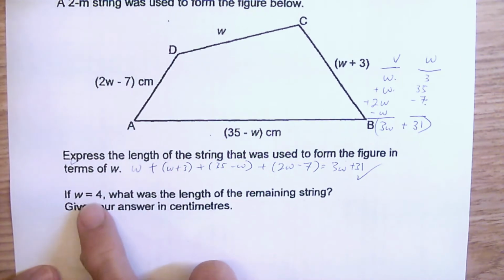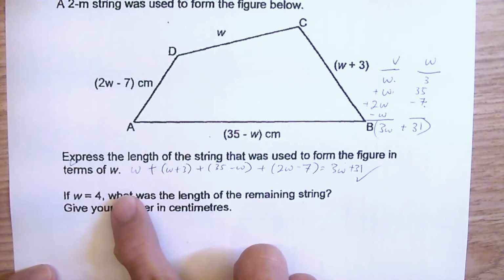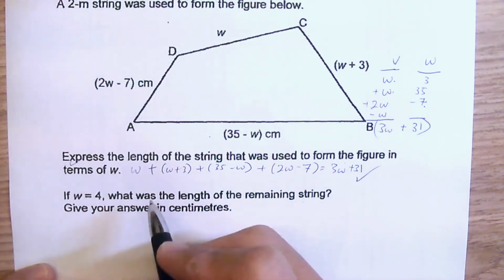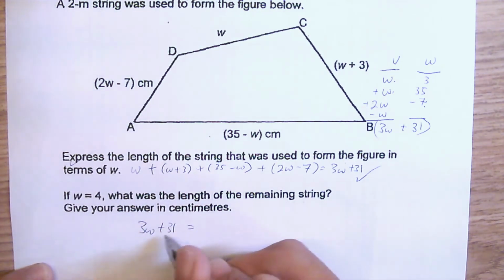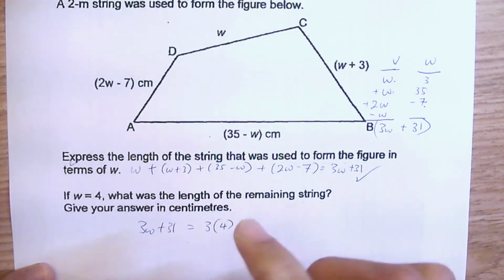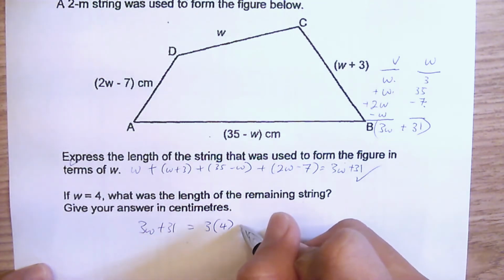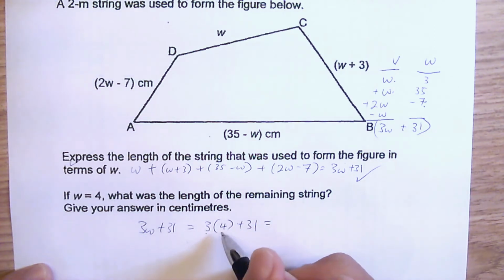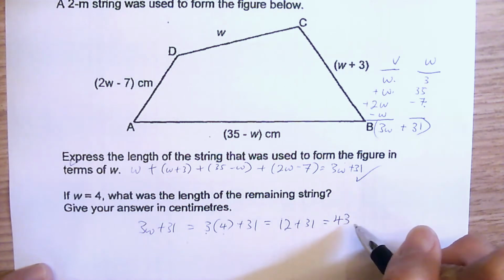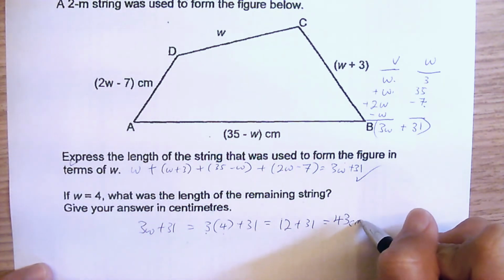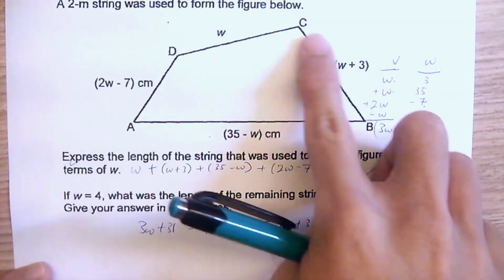Now they said that if W equals 4, what was the length of the remaining string? If W equals 4, which means that we have to substitute this value into this. So we write the original, which is 3W plus 31 equals, instead of writing 3W, you write 3 times 4, because you substitute the value of W equals 4. Plus 31. So 3 times 4 will give us 12. 12 plus 31 will give us 43. So total 43 cm of string was used for this entire figure.